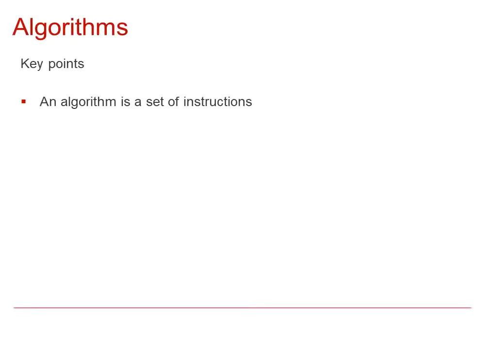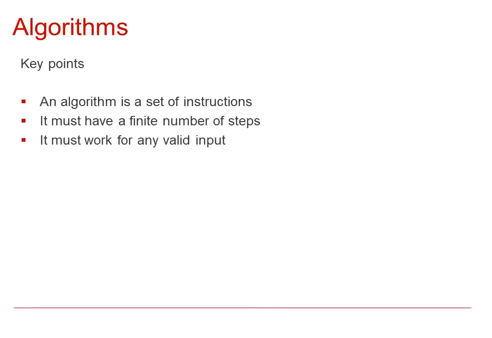Some key points on algorithms. An algorithm is a set of clear instructions. It must have a finite number of steps. It must work for any valid input. And it must have a termination or an end statement.